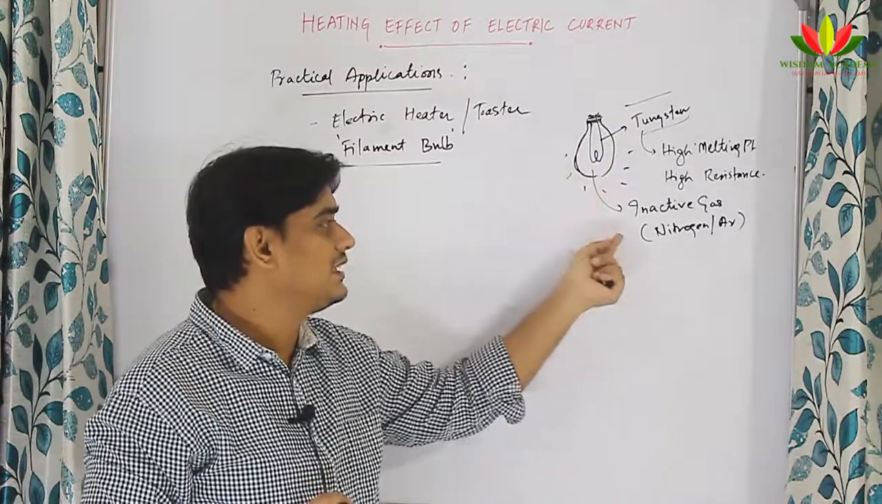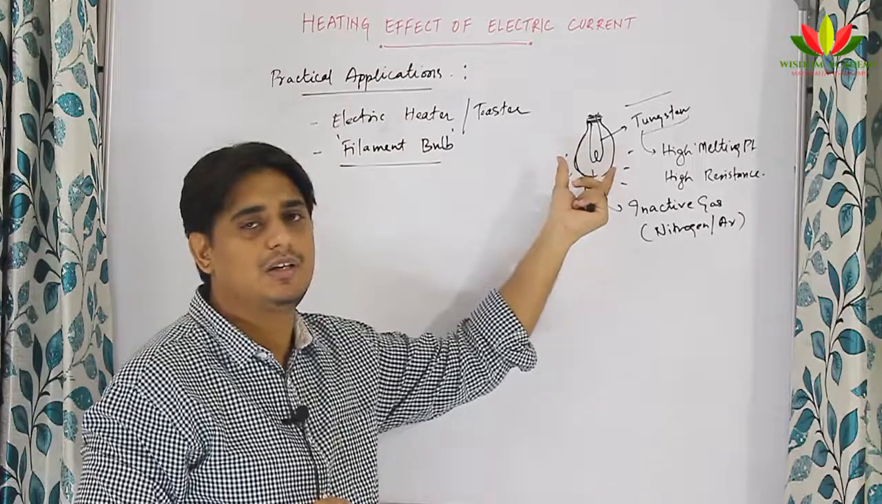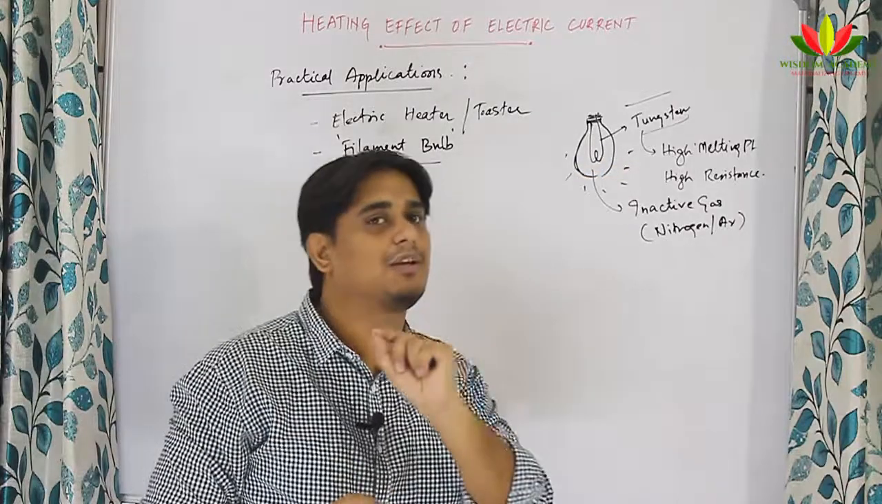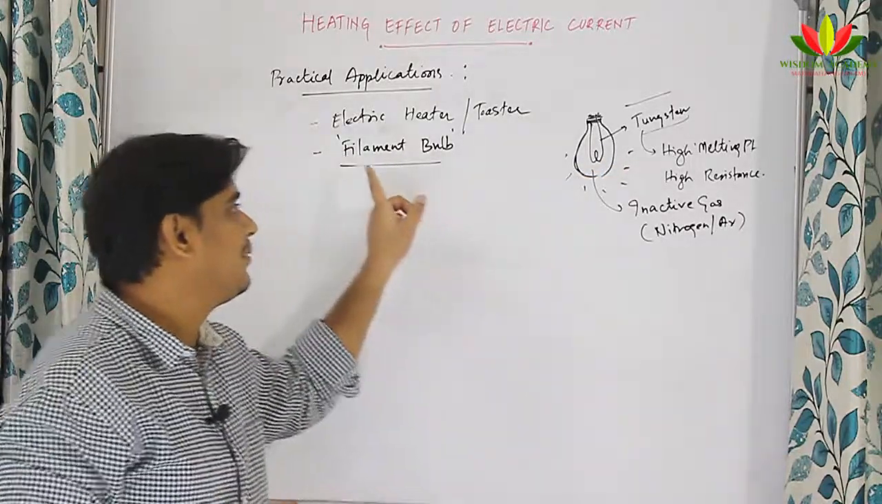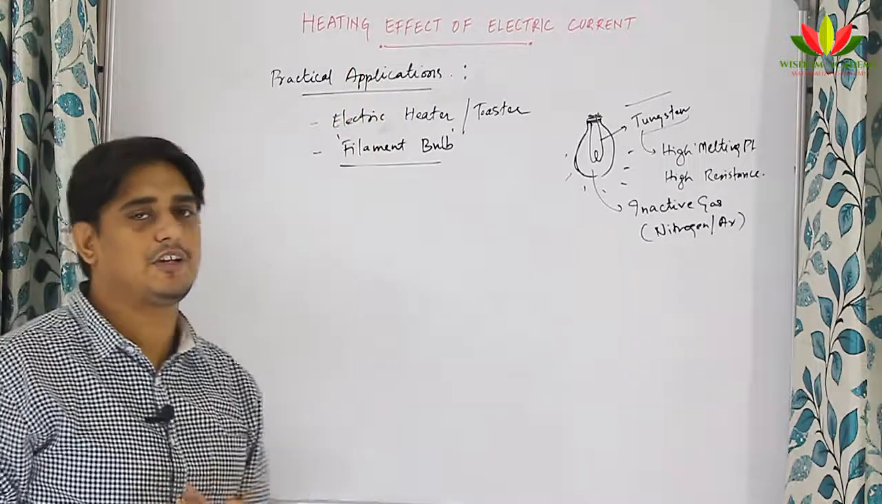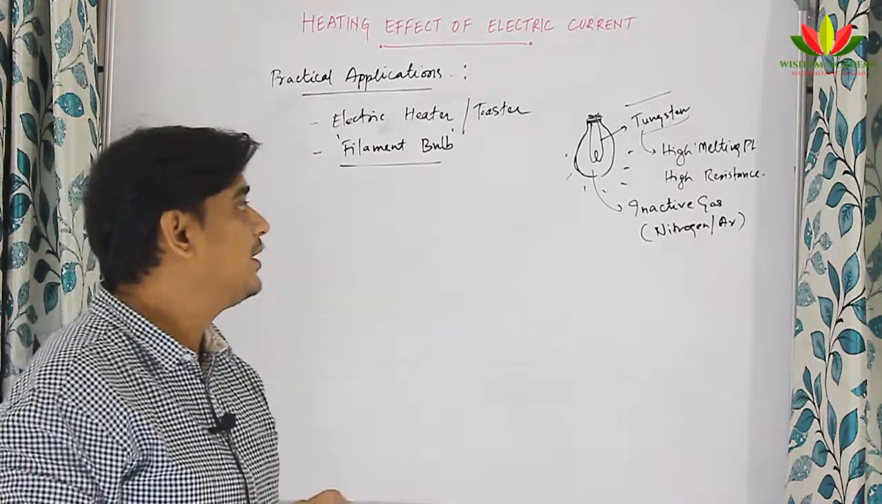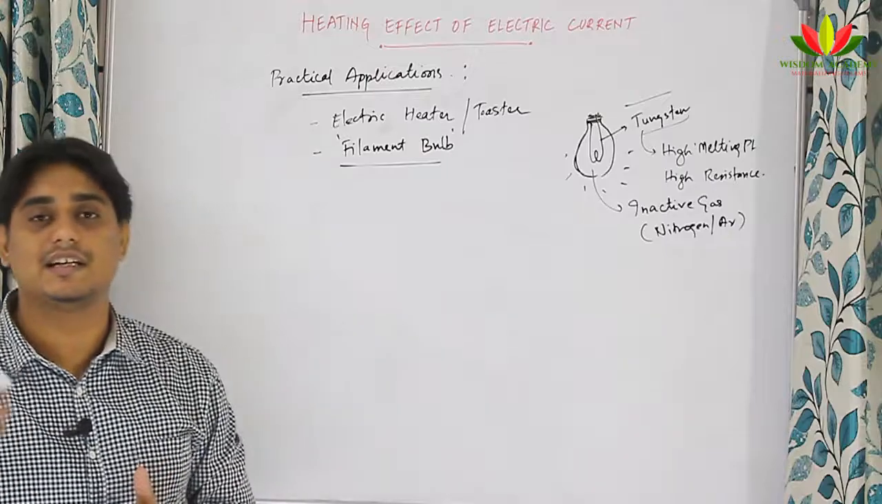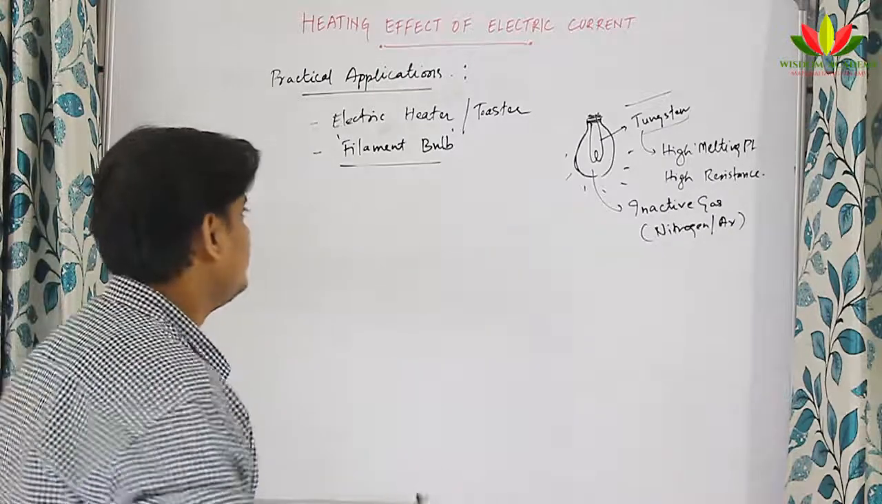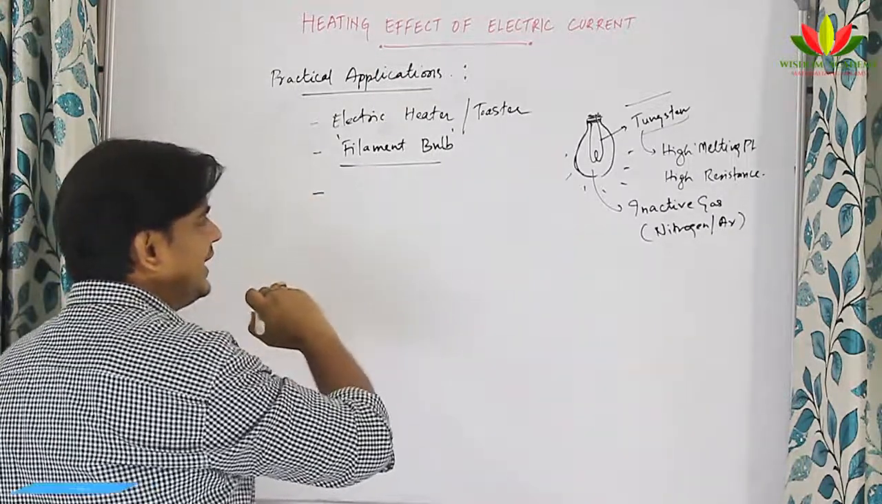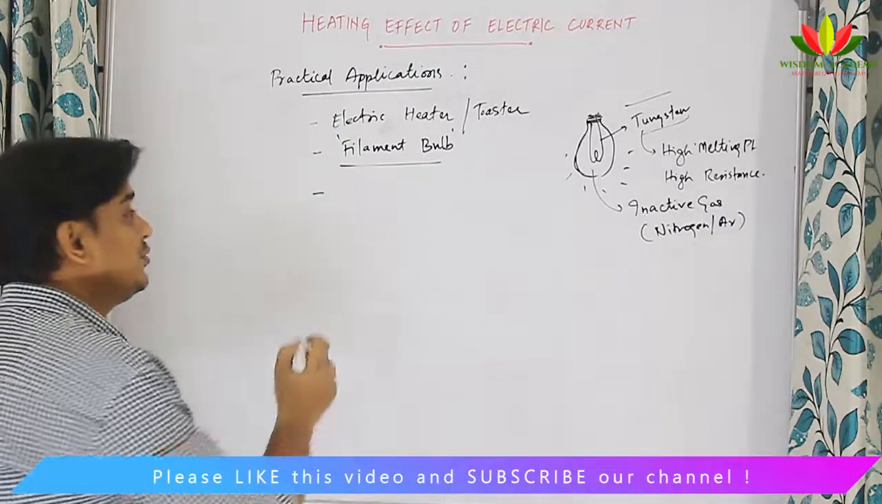So we always use some inactive gases inside this bulb to make thermal insulation. So this is about the filament bulb. One of the heating effects of electric current is the filament bulb, where we use the heating effect to produce light. One more application is the fuse wire.